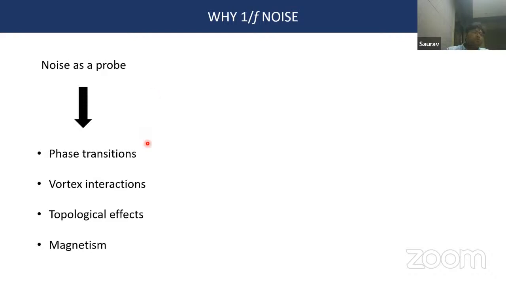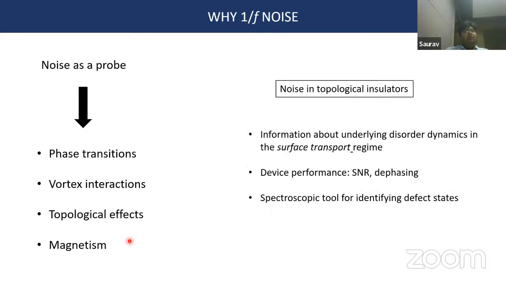Recently, it was used to probe 1D channels in bilayer graphene, as well as the presence of magnetism in graphene grain boundaries, for example, very recent work from our group which came out in PRL. Now, our interest in topological insulators is to understand the disorder dynamics in these materials, and how disorder and defects affect the surface transport regime.